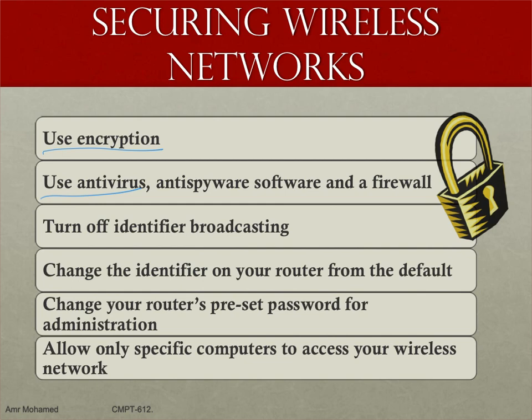Turn off the identifier broadcasting, as we said, turn off the SSID or something like this. Change the identifier on your router from the default. Sometimes you have a wireless device that comes with a predefined default identifier, SSID. If you try to just turn on the wireless router at home without changing anything, chances are everybody will know your SSID because it's the default. So they can perform any kind of automatic attack using this default SSID. The first thing you should do is to go through the wireless router configuration and change the SSID.